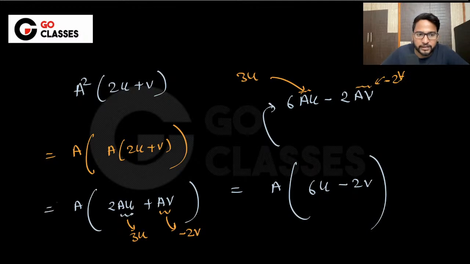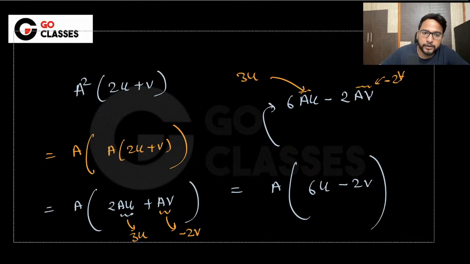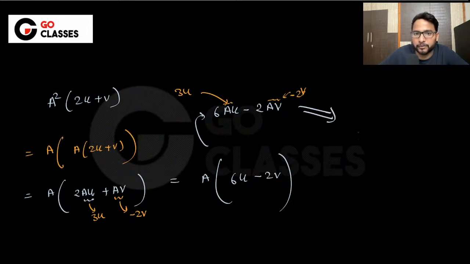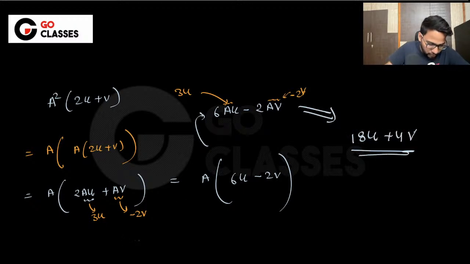So that's why this particular quantity, let me write it here, this particular quantity will be 18u plus 4v. So finally you got 18u plus 4v.